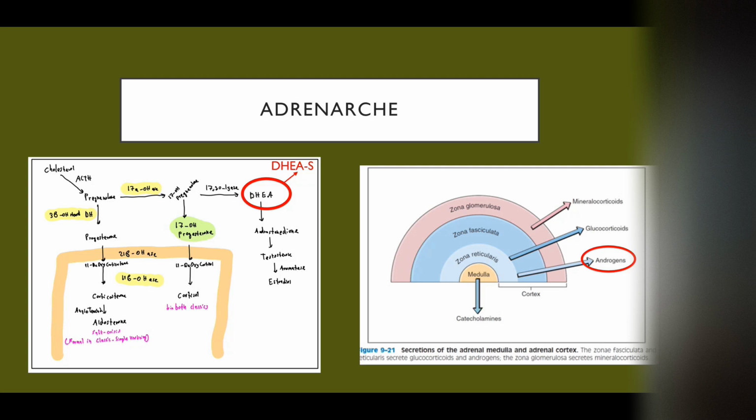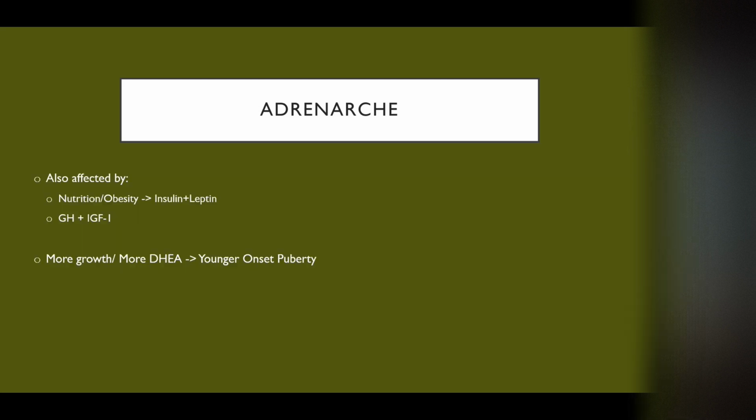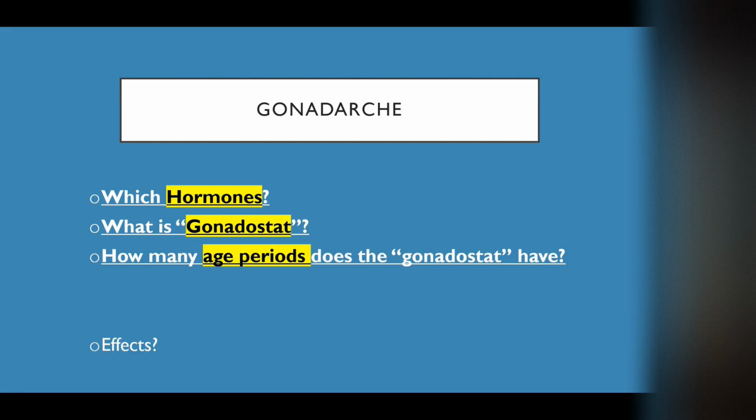Any questions for the first axis? We also have some other things affecting the axis, okay. Any questions on adrenarche? Adrenarche is defined as a pulsatile-like pattern. Before there is no pattern. It's just ACTH making cortisol. 5 to 8 years old. Yes, 5 to 8 years old.